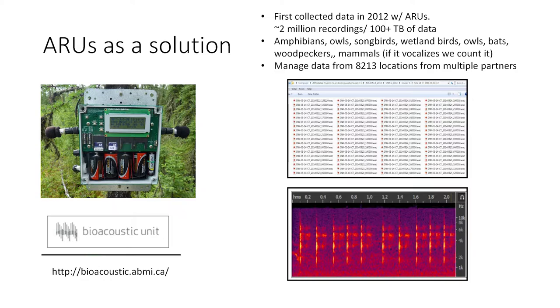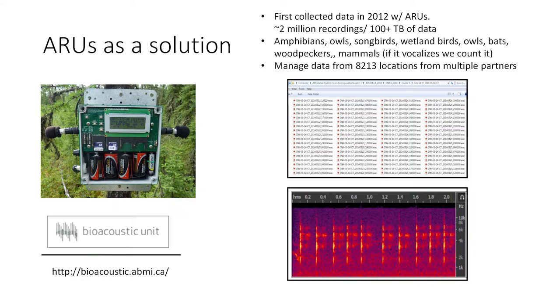What an ARU does, as Jim says, is you put it out, you leave it out, and it gives you hundreds, thousands, tens of thousands of recordings at any given point. You can visualize the sound, you can do all kinds of stuff. I have over 2 million recordings already. About 40,000 of those have been listened to by a human. I've got a lot of data left. 100 plus terabytes of data. But we are now sampling everything. If it makes a sound, I count it.